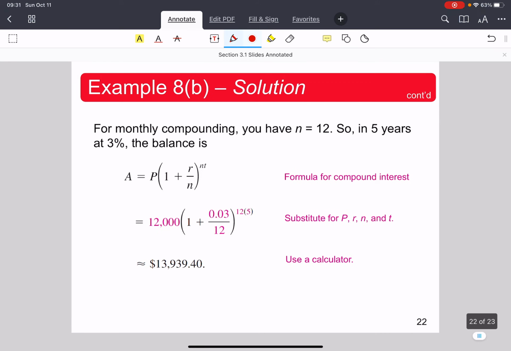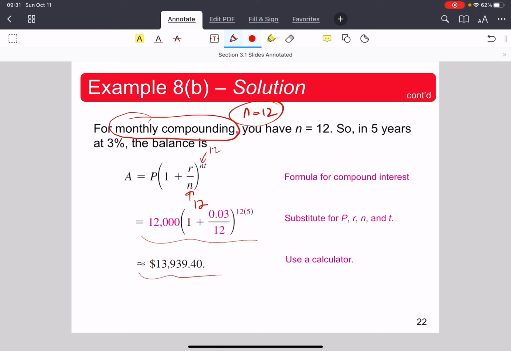So the next scenario is we're going to do similar work but for monthly compounding. Because it's monthly and 1 year has 12 months, n has to be 12. So it's going to be compounded every month, so n has to be 12. So do very similar work except n must be 12. And then compute that, you're going to get 13,939.40. That's going to be the balance after 5 years.